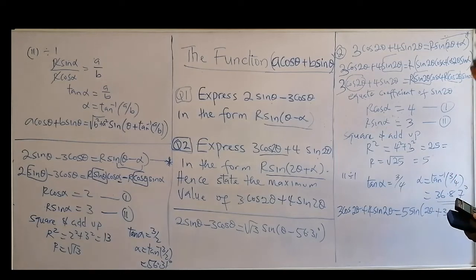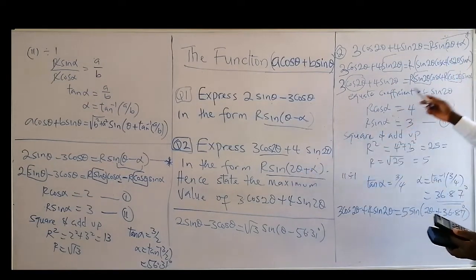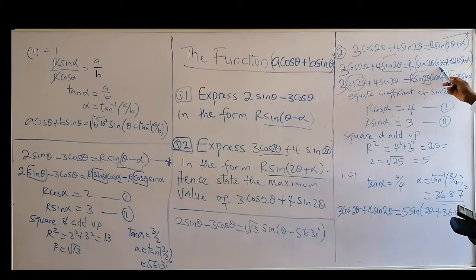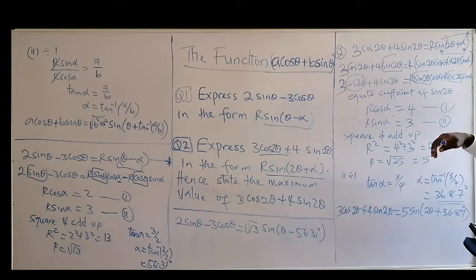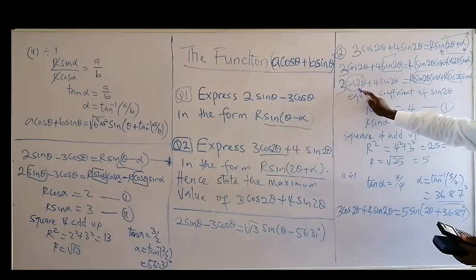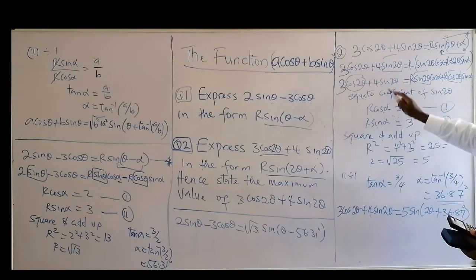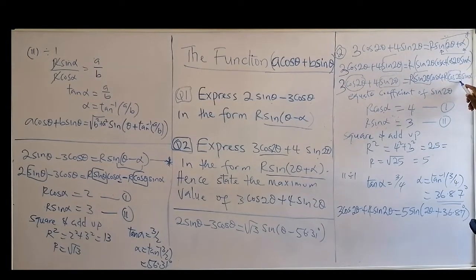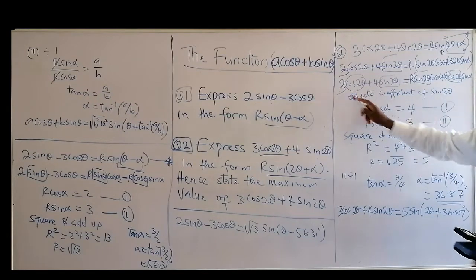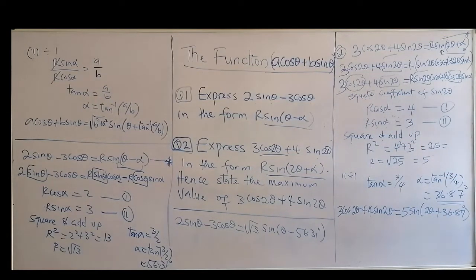What we just did is, in the form they told us, we expand this, which will be equal to sine 2 theta cos alpha plus cos 2 theta sine alpha. Just use addition formulae for this. Then allow the r to come in. Then equate the coefficient of sine 2 theta, which is 4, and also equate the coefficient of cos 2 theta, which is 3. Then square and add up. So that's what we have done in that question.